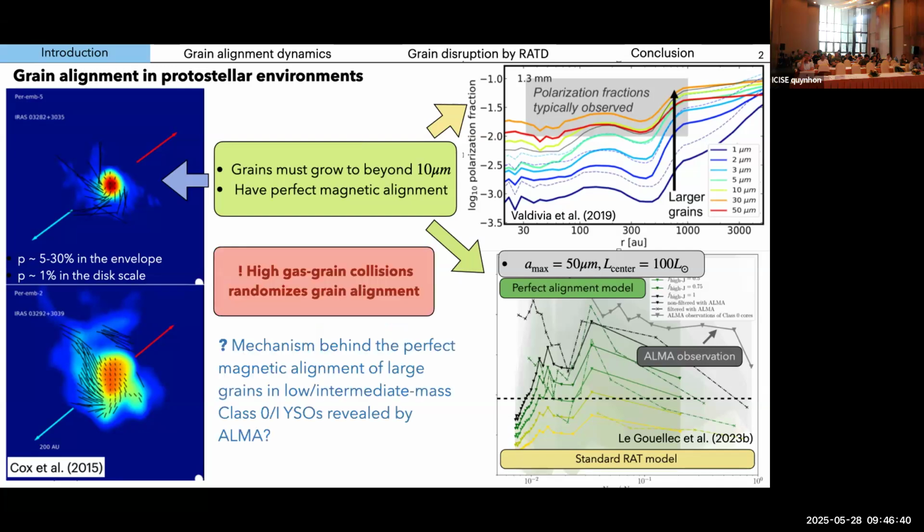fields. However, the problem is that inside the protostellar core, where the gas density can increase to 10^7 to 10^10 cubic centimeters, the high gas-grain collisions can strongly randomize the grain alignments. So we expect large grains will be poorly aligned with the magnetic fields and will produce very low polarization fractions, which is totally different from ALMA observations. So it leads to the first question: what is the mechanism behind the perfect magnetic alignment of large grains in low-to-intermediate-mass Class 0 young stellar objects?